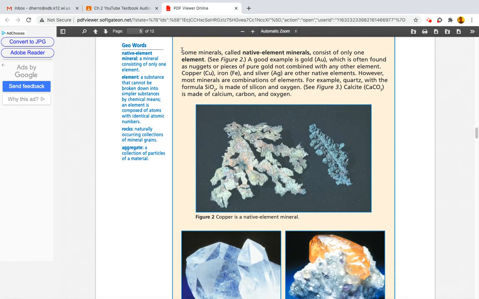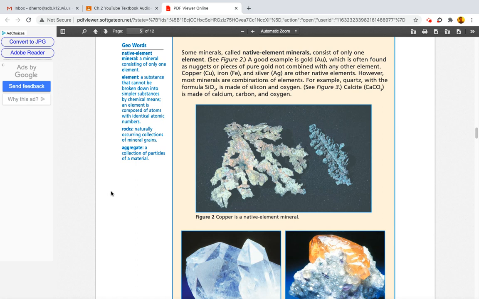All right. Some minerals, called native element minerals, consist of only one element. See figure 2, which is right here. They're saying copper is a native element mineral, meaning that it consists of only one element. A good example is gold, which is often found as nuggets or pieces of pure gold, not combined with any other element. Copper, iron, and silver are other native elements. However, most minerals are combinations of elements.